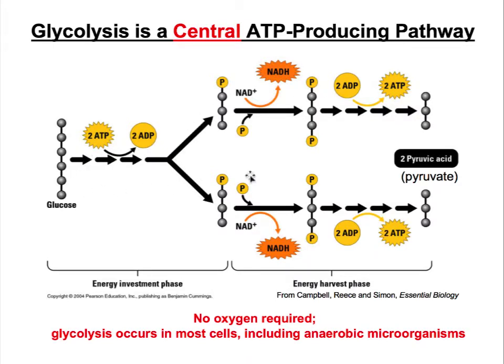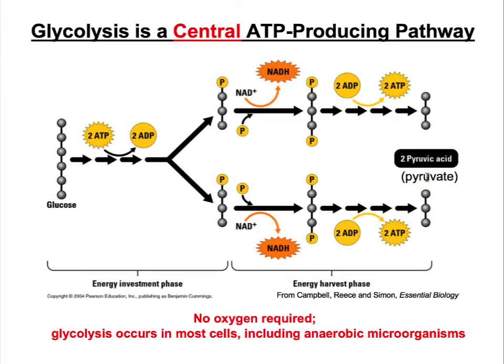Now, don't let this figure confuse you. What it's saying is that initially the cell has to increase the energy content of the glucose molecule to make it unstable. But once it's unstable, then the glucose molecule is split into 2 halves, and then from each half, energy is extracted. So overall, the production of 2 ATPs and 2 NADH molecules takes place.